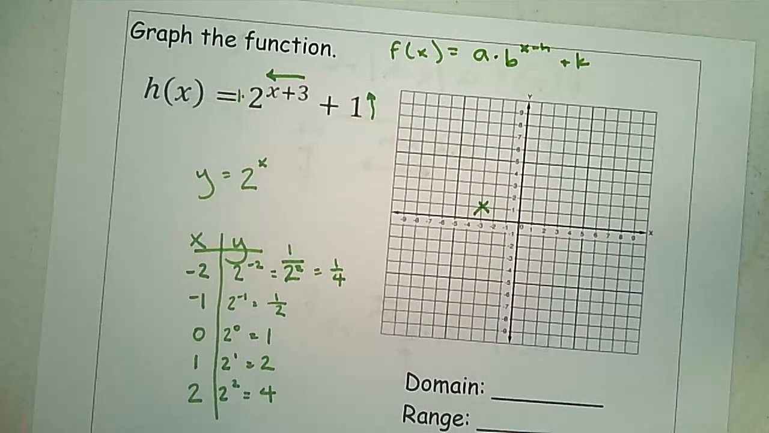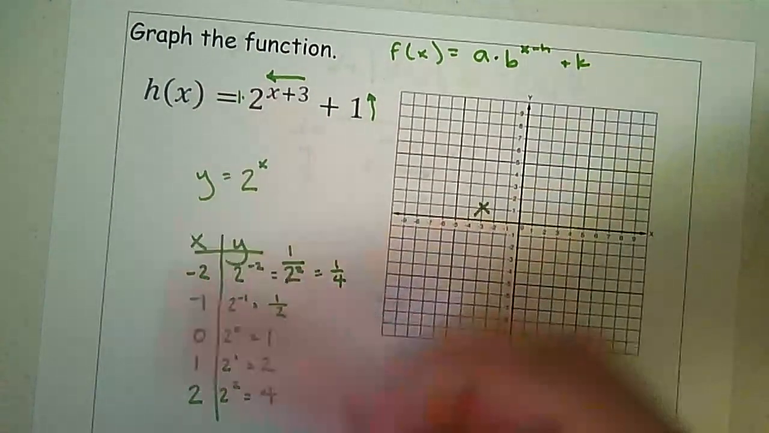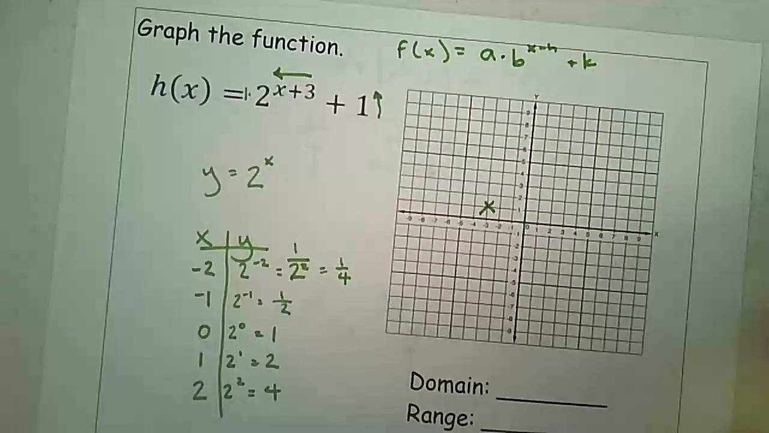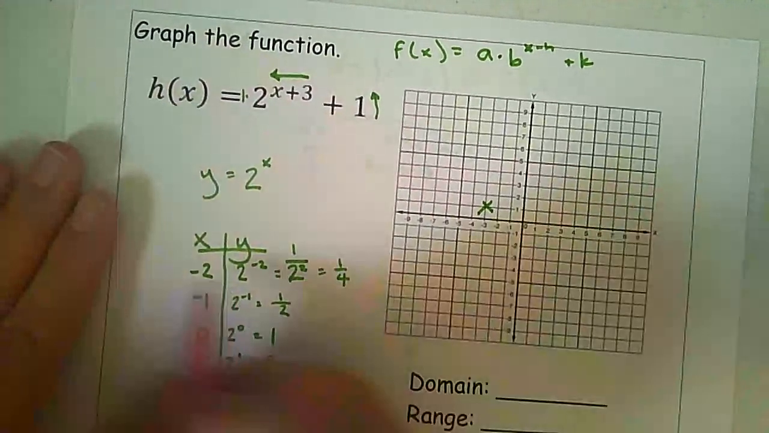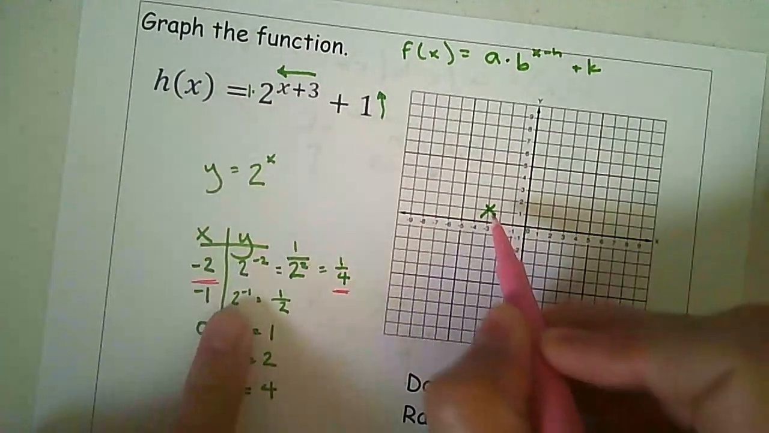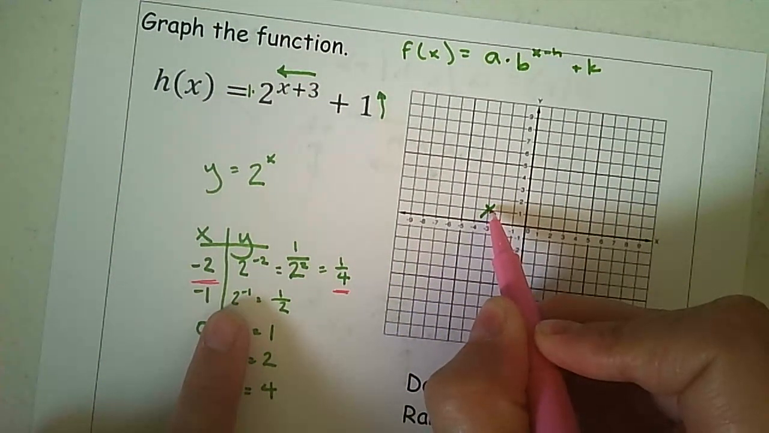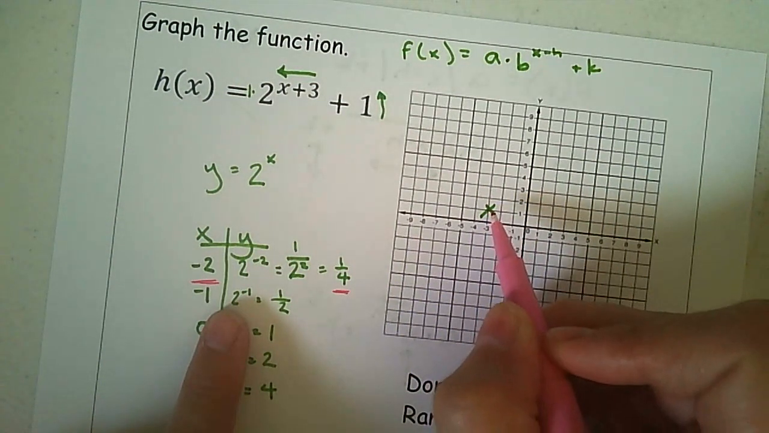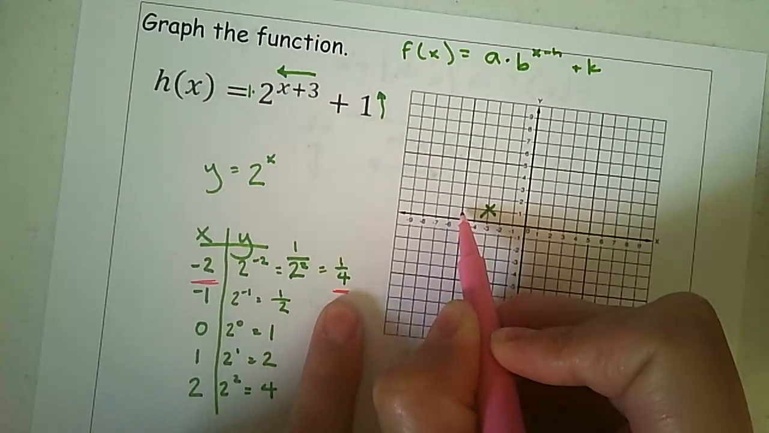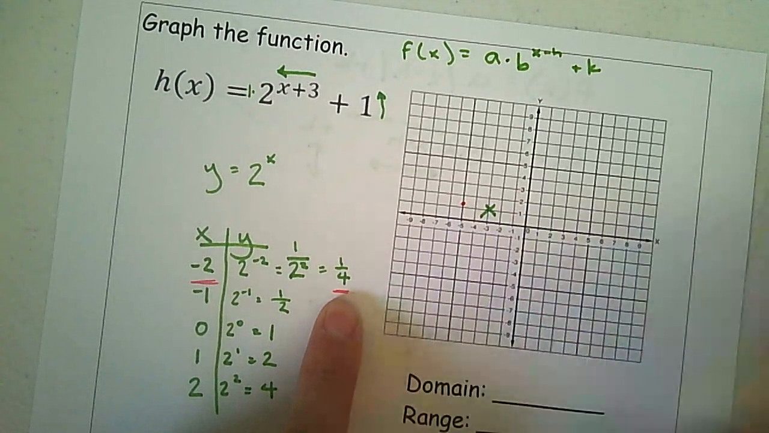All right. So now, just like always, remember our x piece tells us how far left or right we need to go. And then the y piece tells us how far up or down. So if I look at this first point, starting from my x, remember that is kind of our new origin. Starting from the x we made, we are going to go left 2 because this is negative, and then up 1/4 because that's positive.